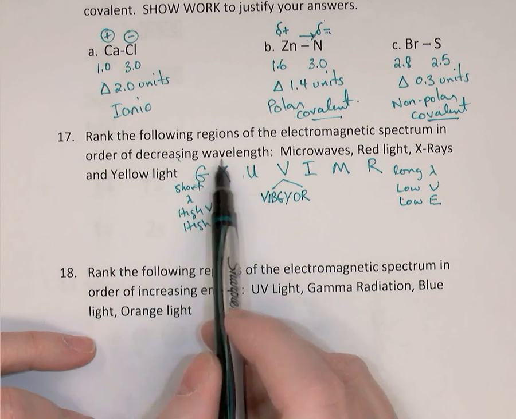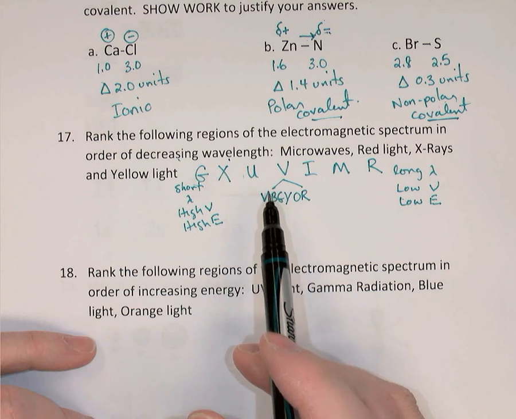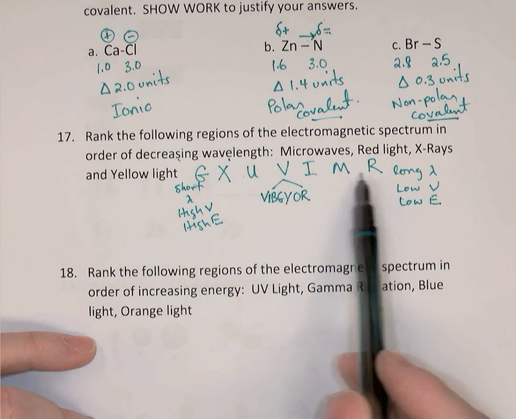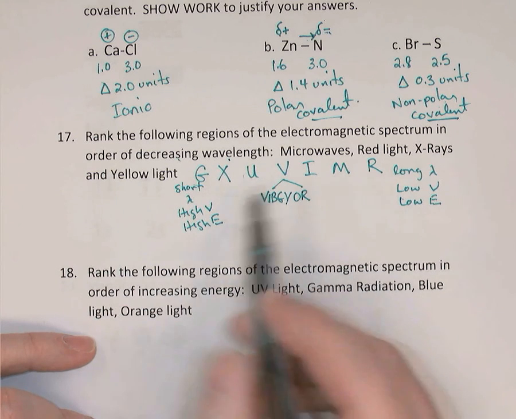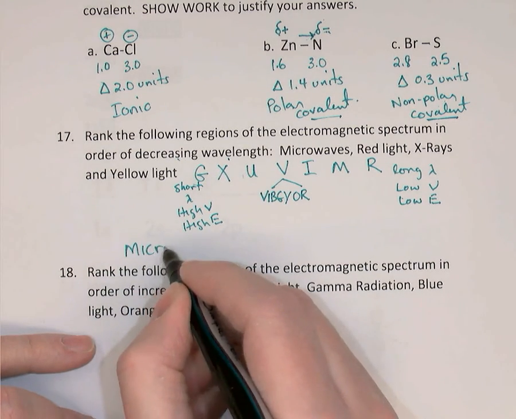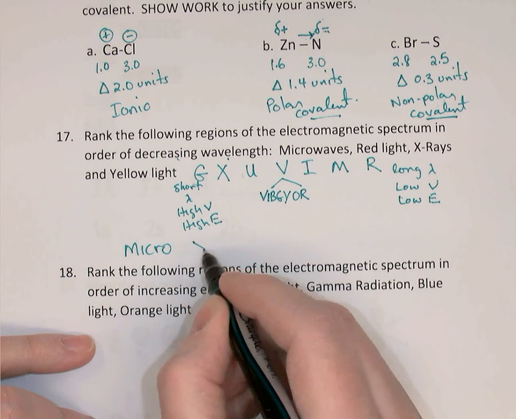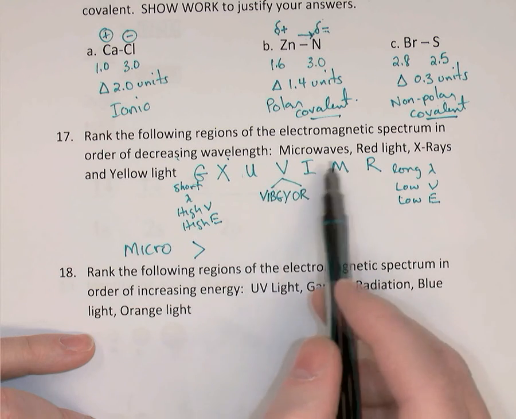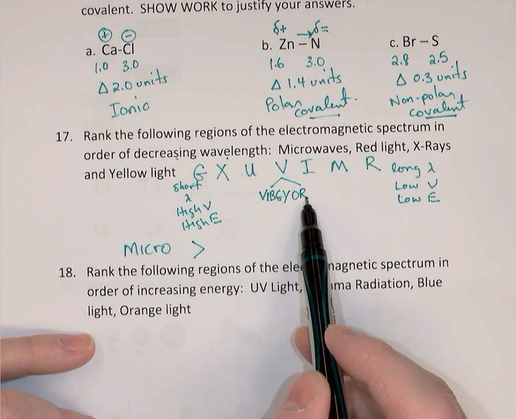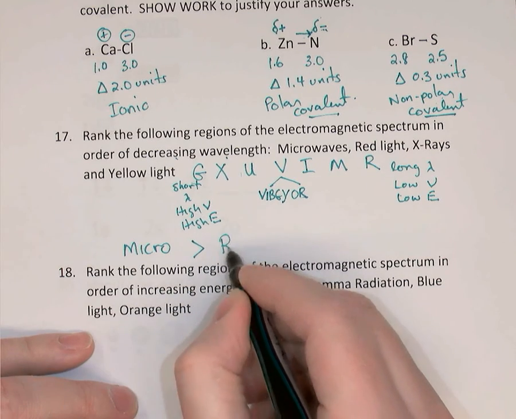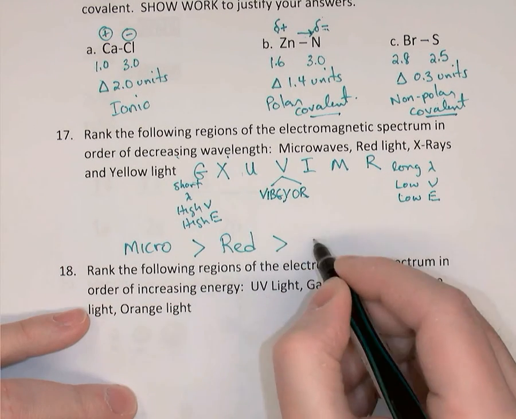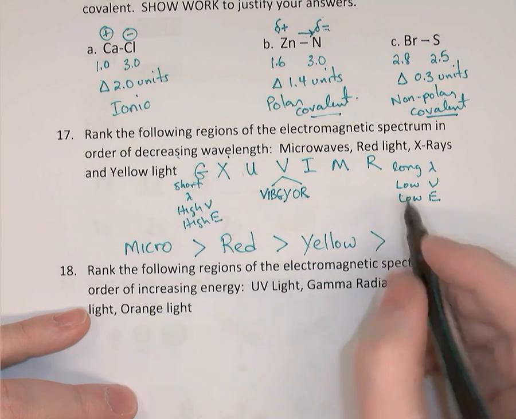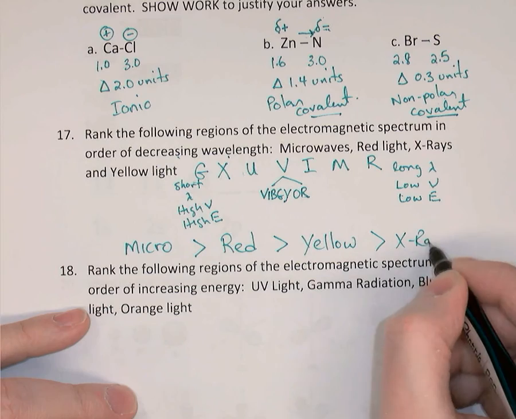We want to do decreasing wavelength, so the longest wavelength going to the shortest. So we want to go longest to shortest, we're going backwards. So of these choices, microwaves would be number 1, which are longer than the next one would be, let's see, a form of visible light, red or yellow. Well, red and then yellow. So microwaves are longer than red, which are longer than yellow. And then at the end, X-rays would have the shortest wavelengths.